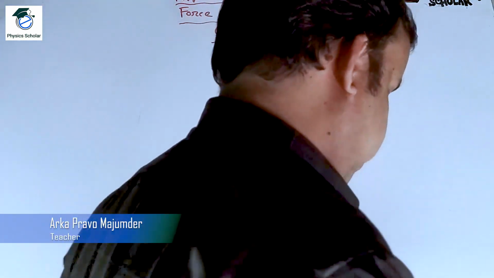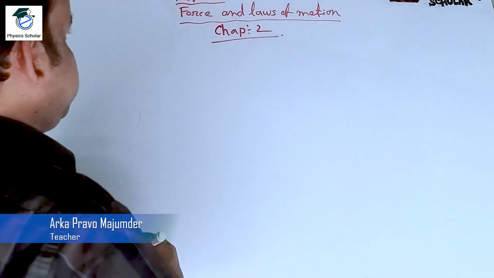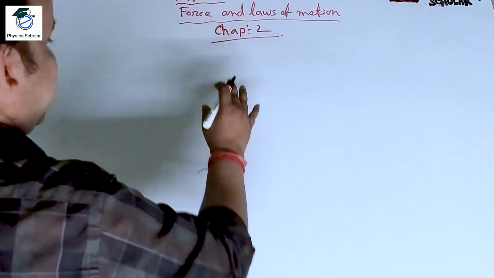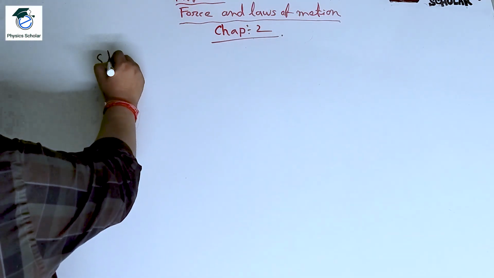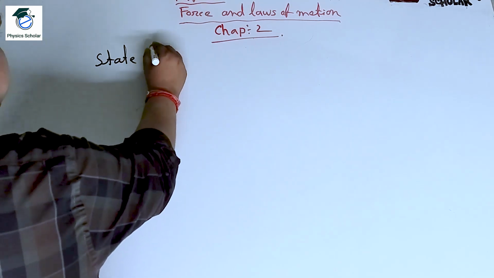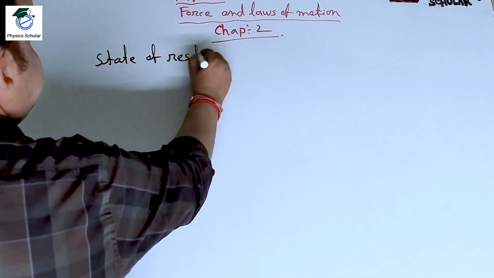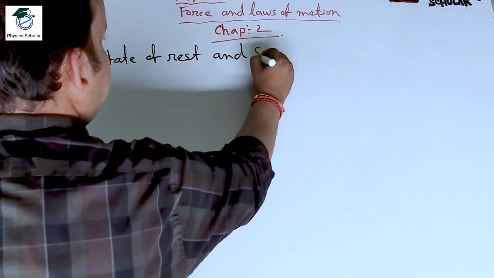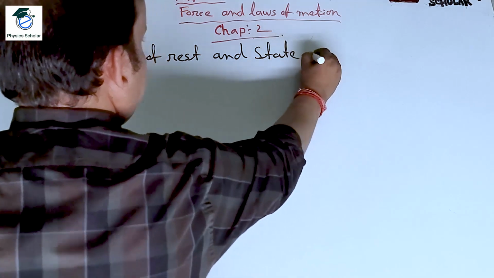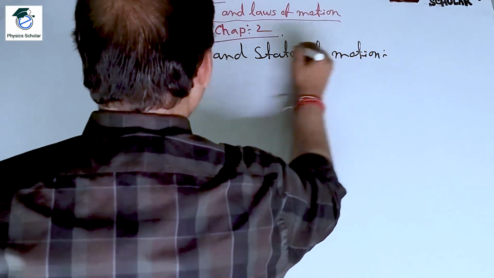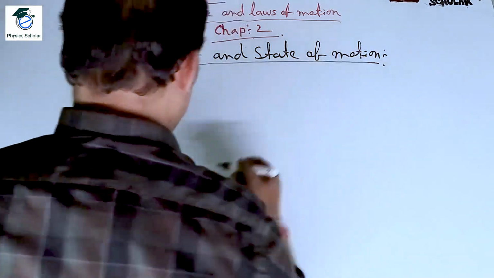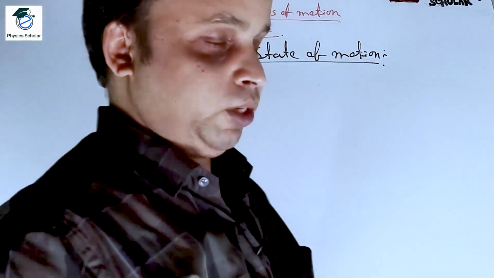Now let us start. Before we start the chapter, just for your understanding, we have to understand what is known as the state of rest and state of motion. What is known as the state of rest and state of motion?